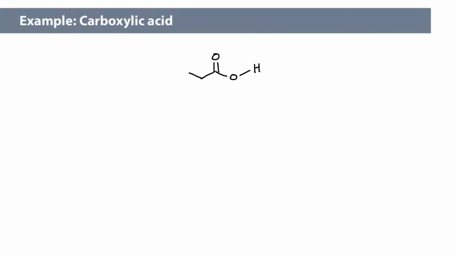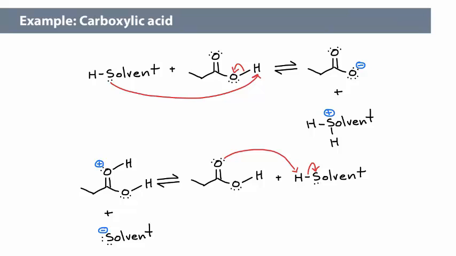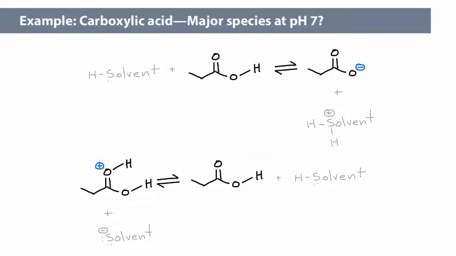Let's look at the example of a carboxylic acid. The solvent can act as a base, an acid, and take on other roles. Here we are focusing on acid-base chemistry only. If the carboxylic acid acts as an acid, it will protonate the solvent and give the carboxylate shown. If the carboxylic acid acts as a base, it will deprotonate the solvent and give the oxonium shown. These two equilibria show the three species that can exist in the solution. Our goal is to determine the predominant species of this carboxylic acid at a pH of 7. What's your prediction? Before we jump right to the answer, you'll learn how to figure this out.